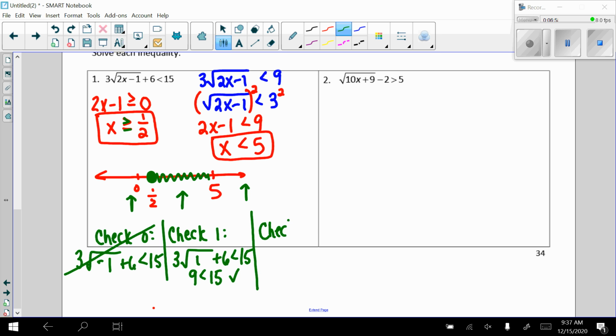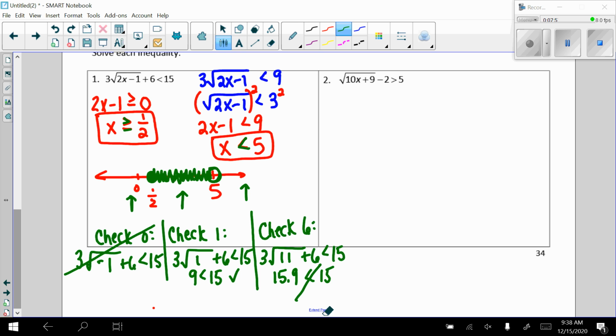Now we have to check to the right of 5, so I'm just going to put 6. So we get 3 times the square root of 2 times 6 is 12, minus 1 is 11, plus 6 is less than 15. And so we're going to have to do a little math here, a little estimating. So we have 3 times the square root of 11 plus 6 gives us approximately 15.9. And we know that 15.9 is not less than 15. So this answer here and all of the numbers to the right of 5 do not work. So it says x is less than 5, so this would be an open circle. And this is the region right here where all of the values that would work in this inequality land.